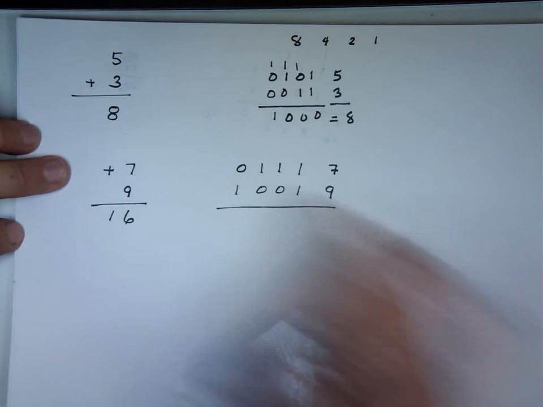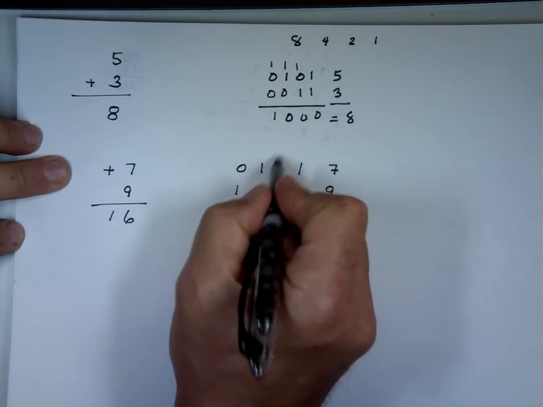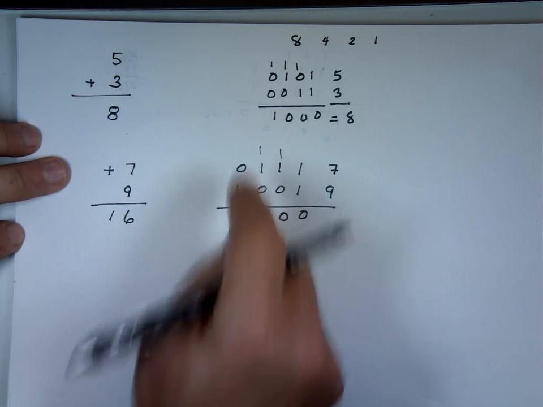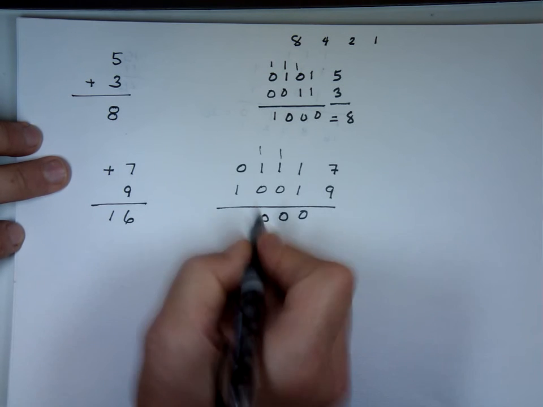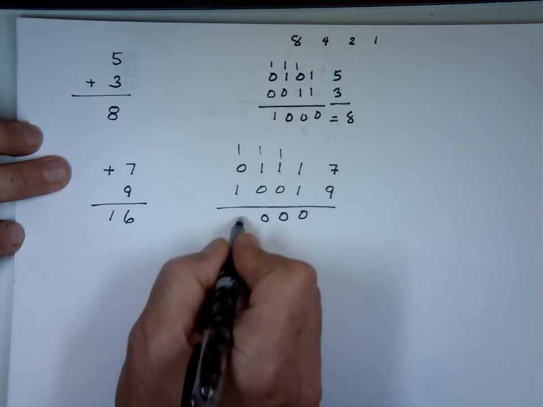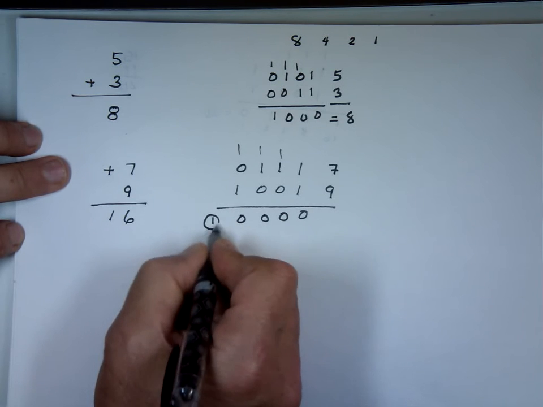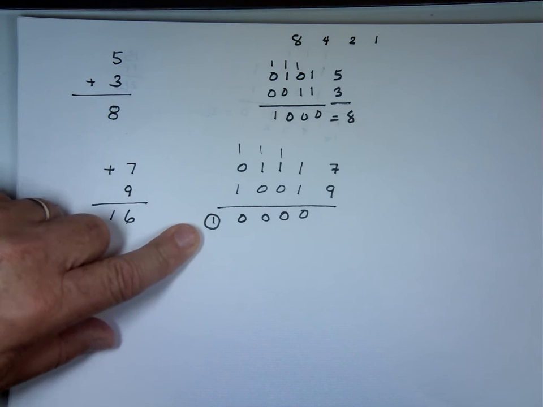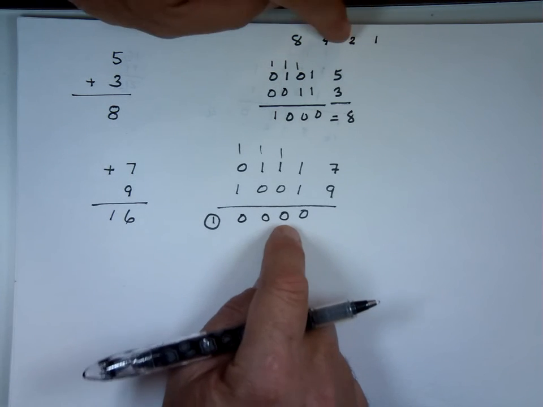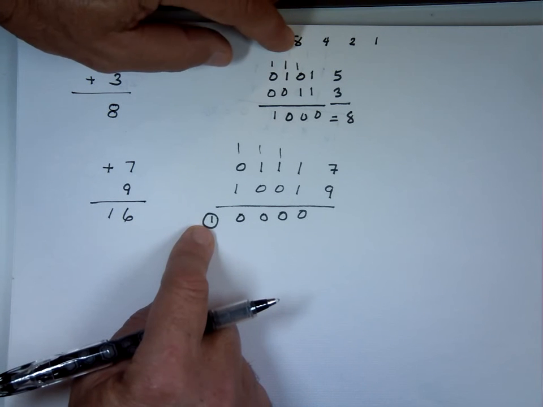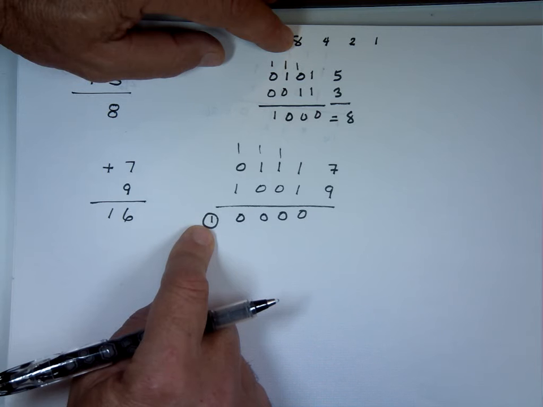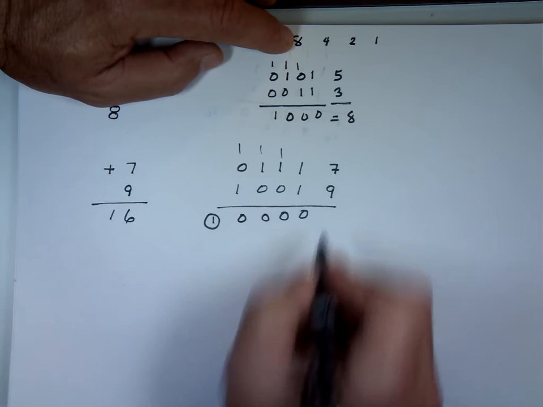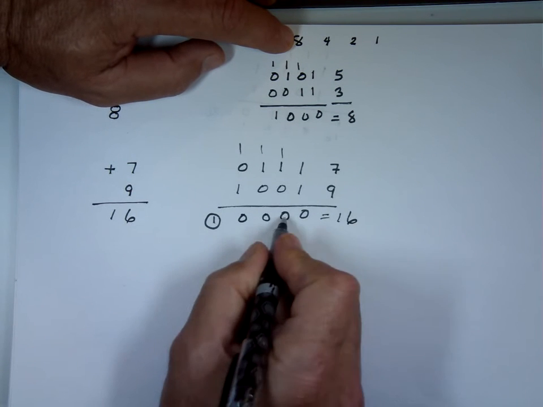1 and 1, 2. 0, carry 1. 1 and 1, 2. 0, carry 1. 1 and 1, 2. 0, carry 1. 1 and 1, 2. 0, carry 1. So your sum, it looks like it's 0, but the carry tells you what? It's 16. 0, 1, 2, 4, 8. The carry is which one? That's your 16. Is the answer 16? Yeah. 0, 0, 0, 0, and 1. That's a 16.